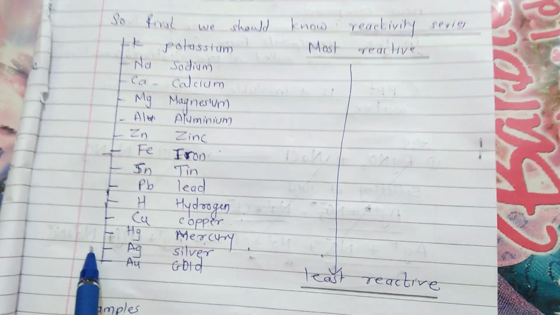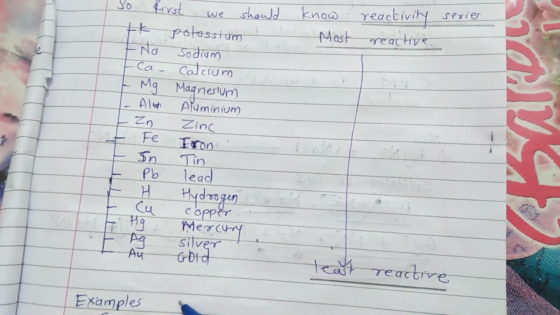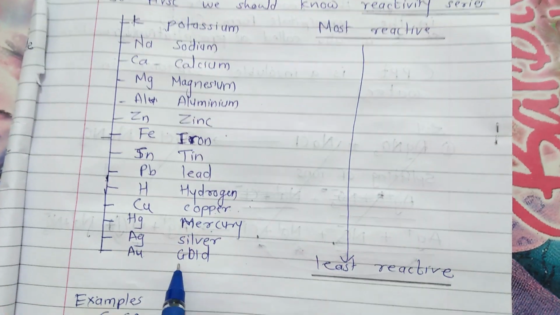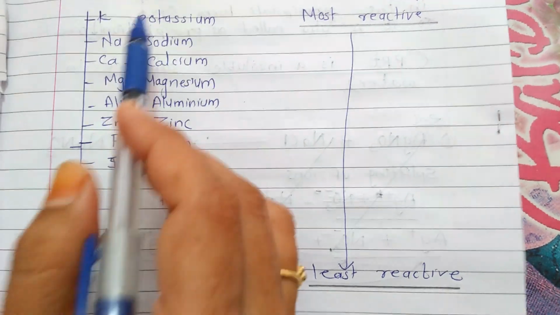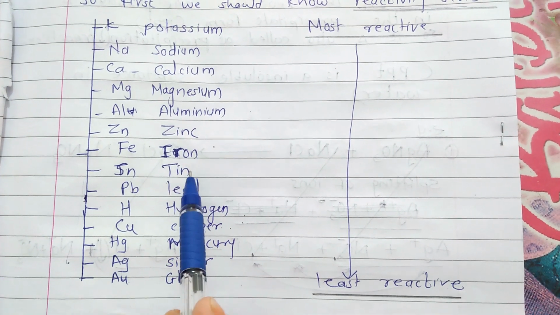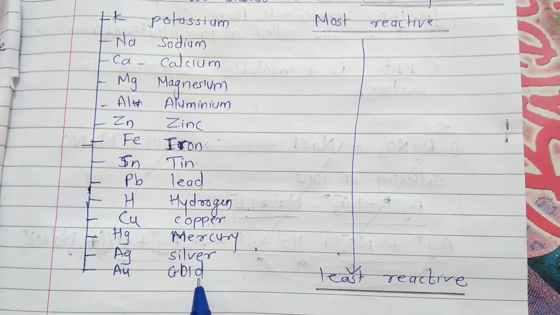So here we have the reactivity series of some elements. The reactivity series is in decreasing order, which means the most reactive element is at the top and the least reactive element is at the bottom. Here we have potassium, sodium, calcium, magnesium, aluminium, zinc, iron, tin, lead, hydrogen, copper, mercury, silver, gold.